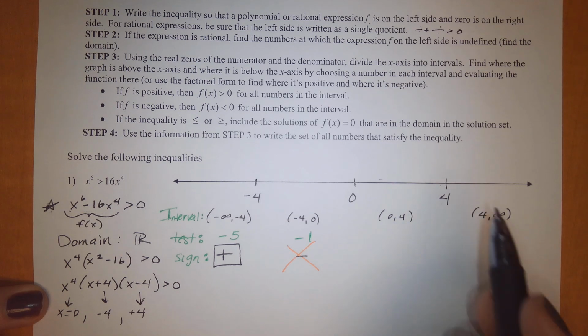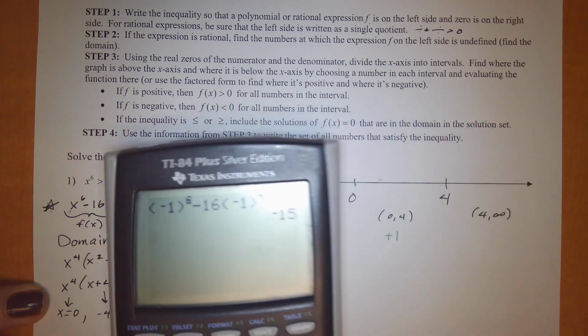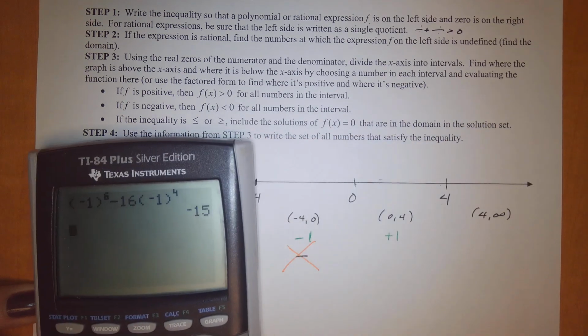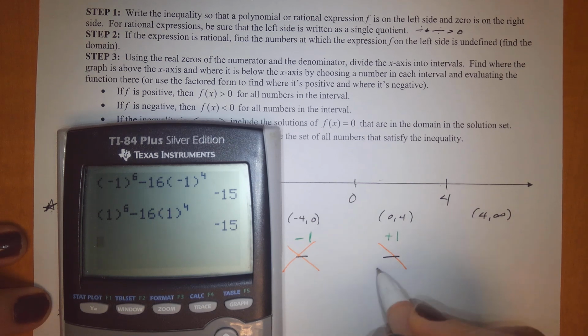Let's test something in the interval 0 to 4. Let's test the number +1. If I go back to my calculator and test the number +1, I'm going to use the same entry I did last time and just make these positive ones. I get -15, which is a negative answer. And when you get a negative answer, we know that is not part of our solution.